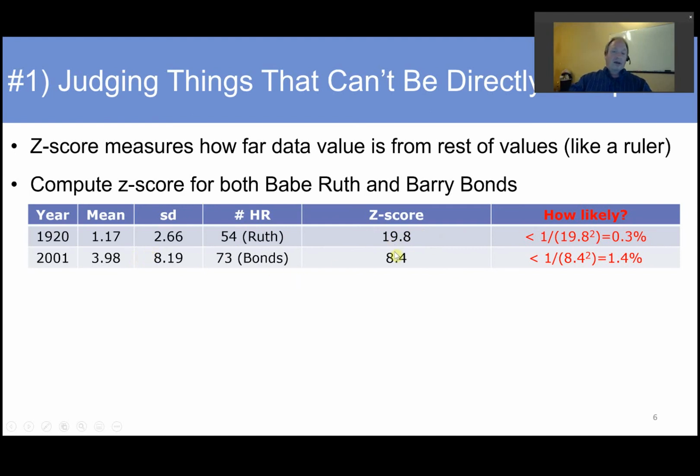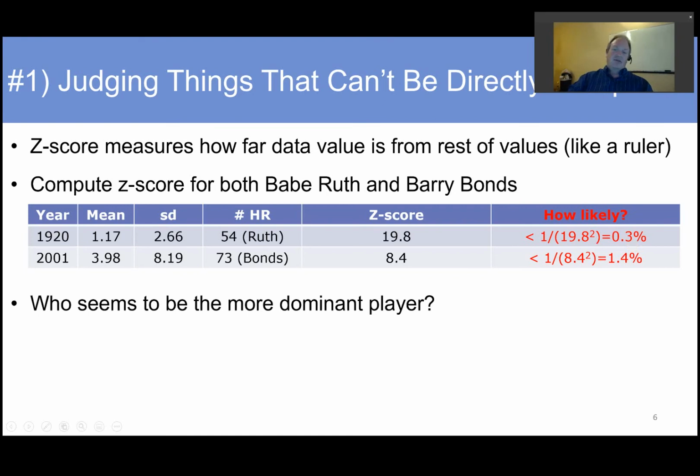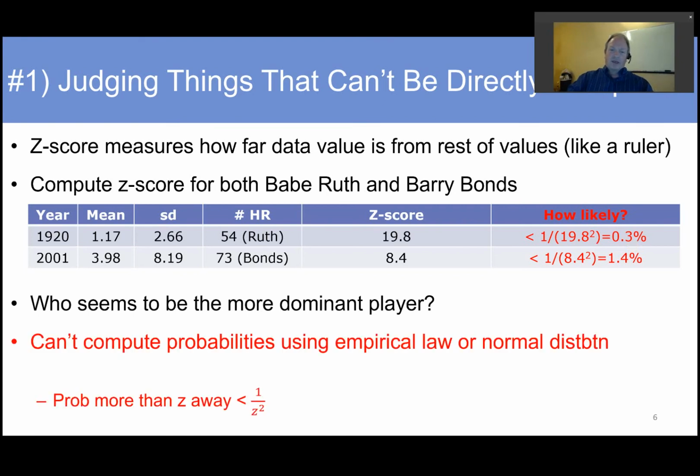from that population and the z-score is that large. And if you look at Barry Bonds, his z-score is large, but it's less than half of Babe Ruth's. If you use Chebyshev's rule, which I had at the end of that last video, and I let you read if you wanted to, you'll find out that there's less than a 0.3% chance you would get a player as dominant as Babe Ruth. And in the case of Barry Bonds, it's only 1.4%. So both graphically and numerically, Babe Ruth is by far the more dominant home run hitter in his era.